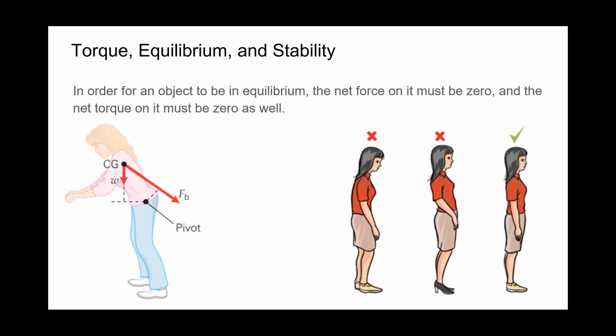In order for an object to be in equilibrium, the net force working on this object should be 0, and the net torque on it must be 0 as well. If both are 0, then this object is in equilibrium.